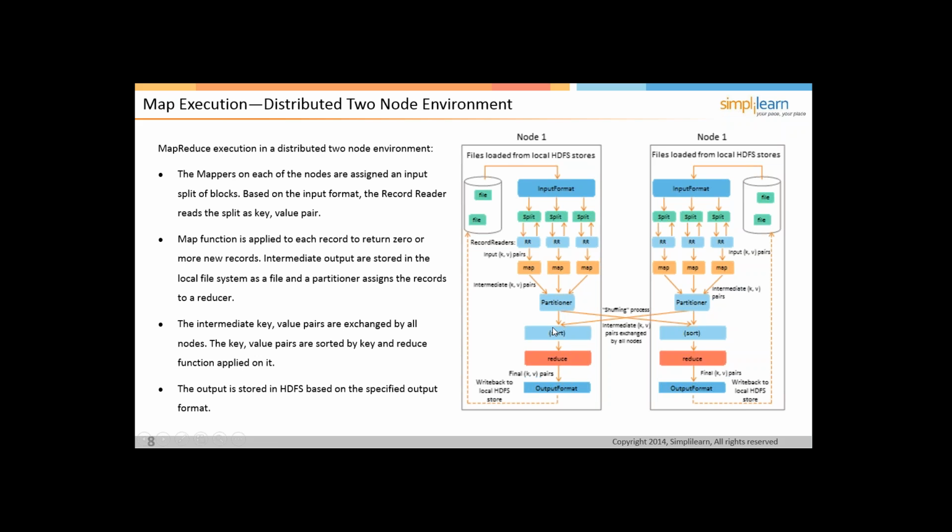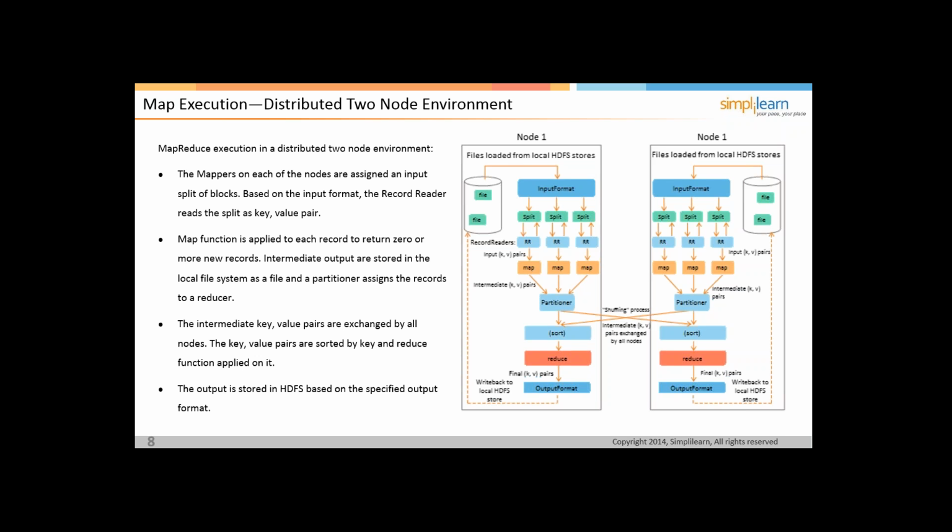Whenever the partitioning phase starts and the partitioner begins to work, shuffling and sorting occurs at that time, where the intermediate key value pairs are exchanged between all of the nodes in this step. The key value pairs are sorted by their keys, and at the end of the shuffling phase, the output of the shuffle enters the reducer. In the reducer itself the final processing occurs. Once the reducer has completed its job, the final key value pairs are written back to the local HDFS store in the specific output format. So this is how MapReduce execution occurs.